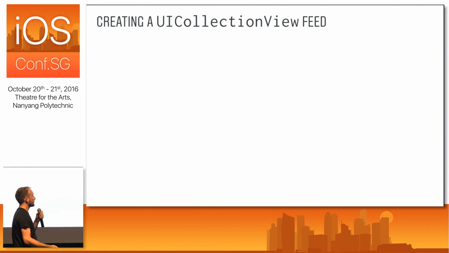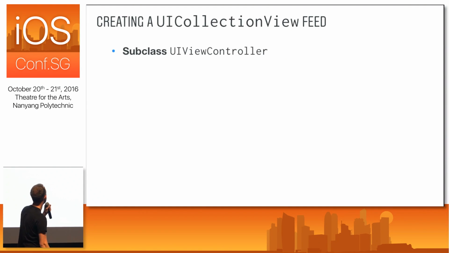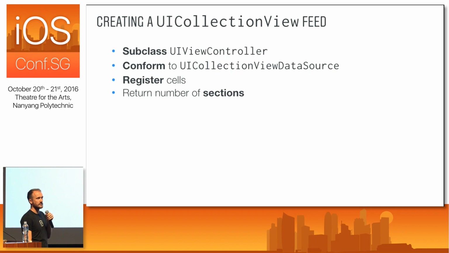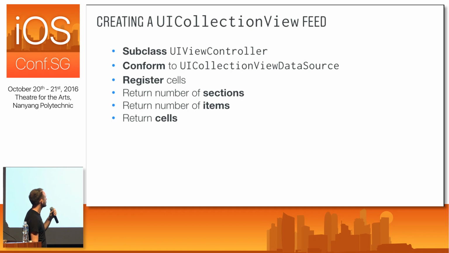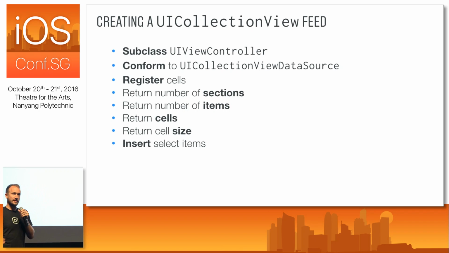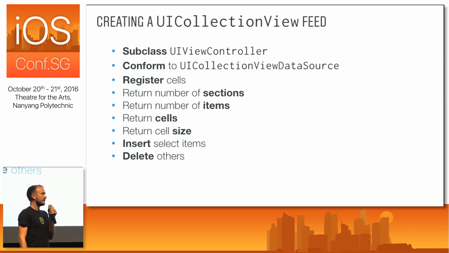So take a typical collection view setup. You've got to start by subclassing the view controller. You've got to conform to the data source, register your cells, return the sections, return the items, return the cells, return the cell sizes. And then your product manager comes to you and says, like, hey, this feed looks great. But when new data comes in over the wire, how about we just insert it at the top? And you're like, yeah, that's not too bad. I can just call insert item at index path, put it up at the top of the feed, and we're done. But then a couple months later, product manager says, what about deleting some of them?